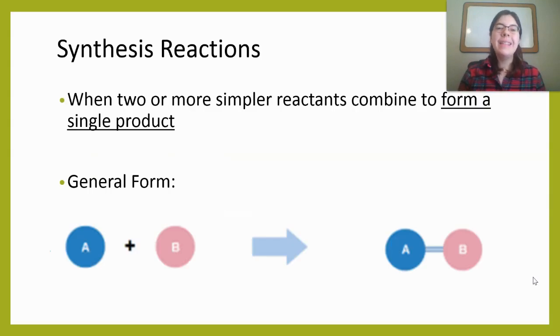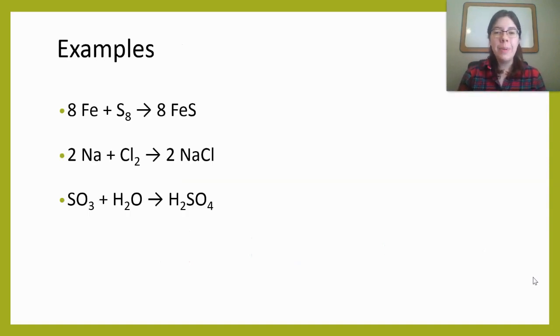The next thing we have is a synthesis reaction, which is the exact opposite of a decomposition reaction. We take two or more starting materials and we combine them to get one single product. In this case, the A and the B are separate to start, and then they bond together to form one product. Some examples of this: iron plus sulfur gives us iron sulfide. The exact opposite of that sodium chloride example from earlier, if we take sodium and chlorine, we can combine them together to get sodium chloride. And then the last one, SO3, sulfur trioxide, plus water can give us sulfuric acid.